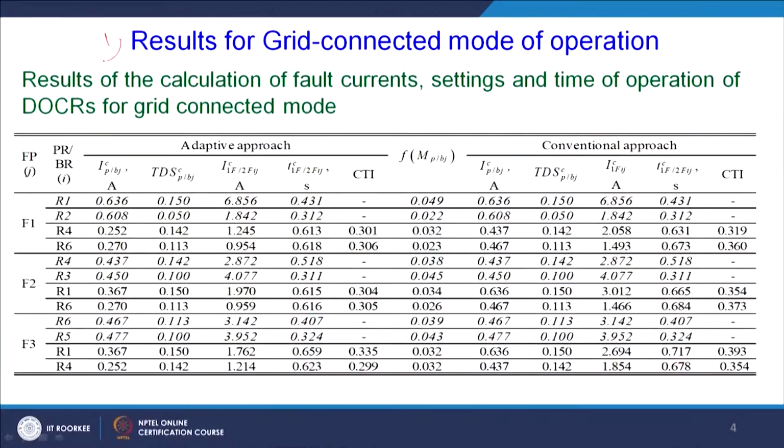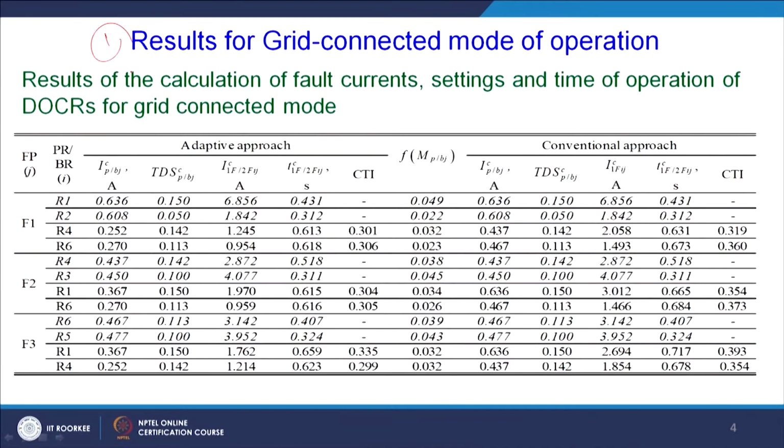The first result is for the grid connected mode of operation, because as already discussed, the microgrid may operate either in grid connected mode or in islanded mode of operation. Whatever protection algorithm we develop should be checked properly for both the grid connected mode and the islanded mode of operation. Coming to the first mode, the grid connected mode, the first table shows the results for the adaptive approach, and this one is for the conventional approach.